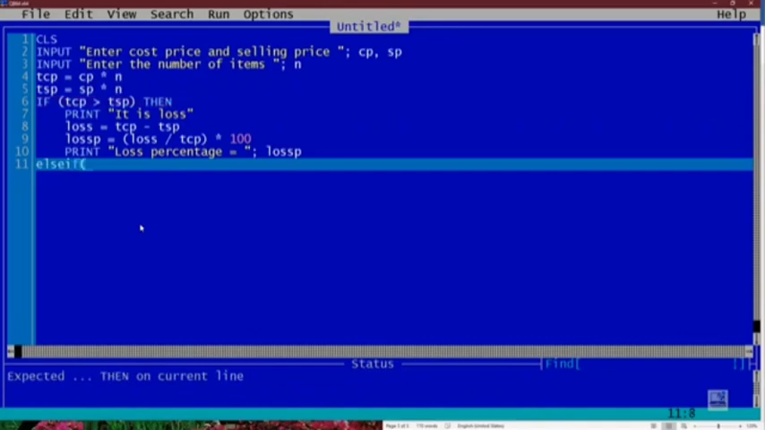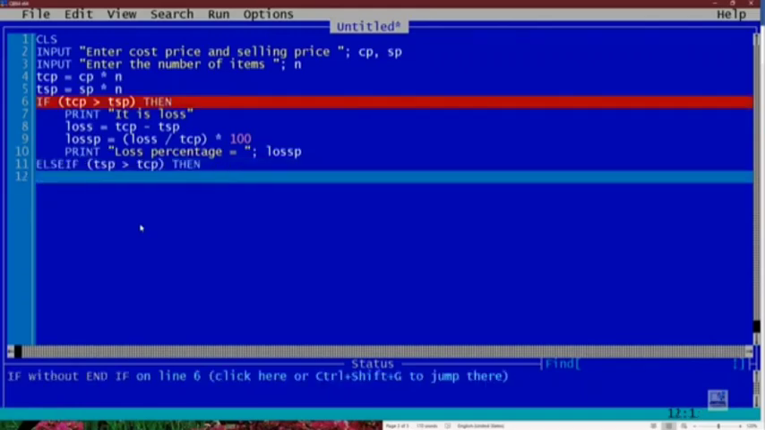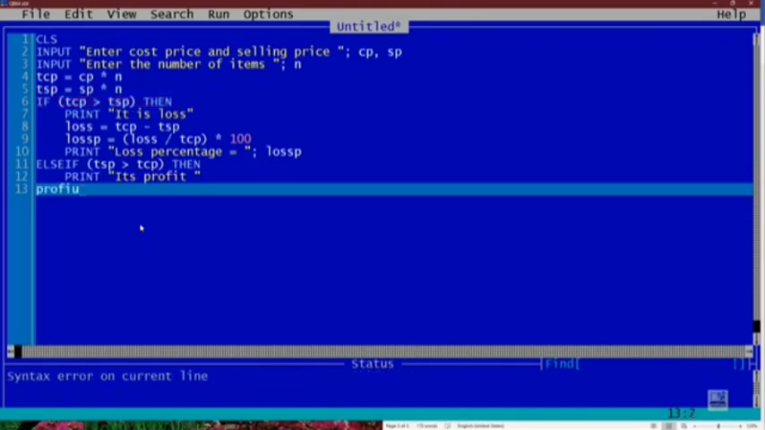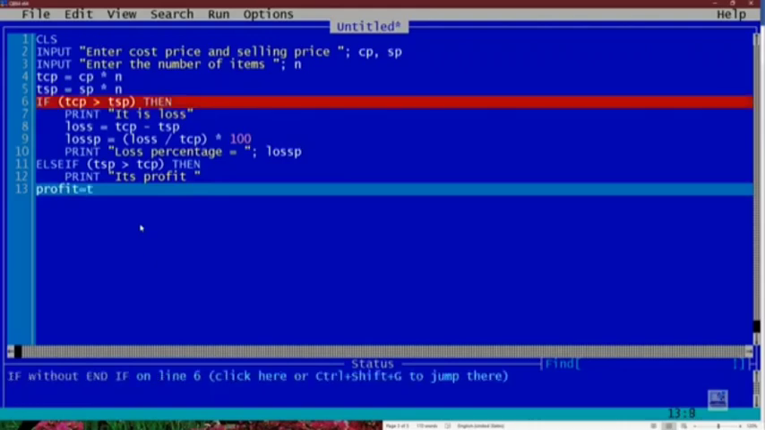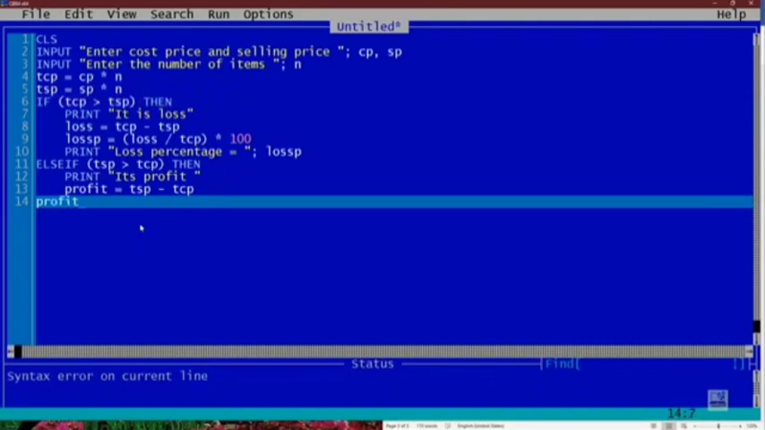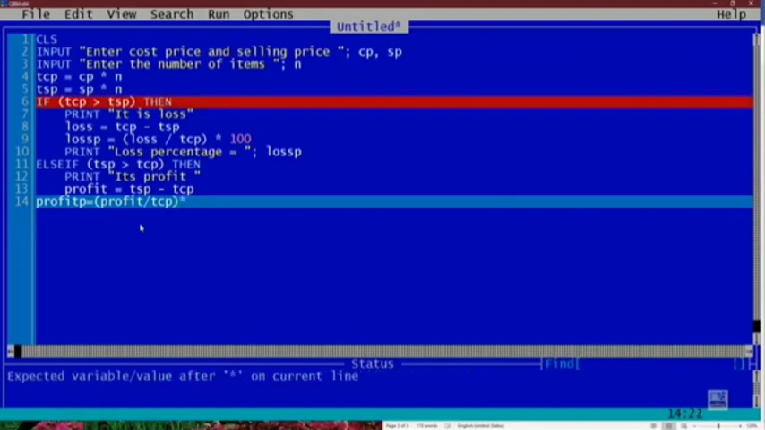Now the else part, else if second condition, if the total selling price is greater than total cost price, so it is profit, then print it's profit. You need to calculate. So profit is equal to total selling price minus total cost price. Profit percentage equal to profit divided by total cost price into 100.